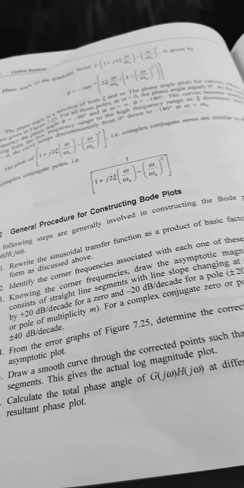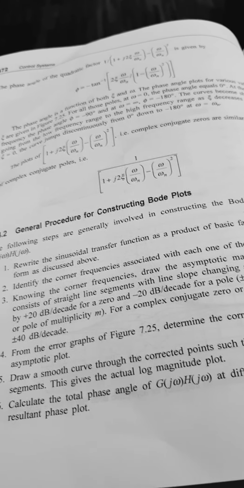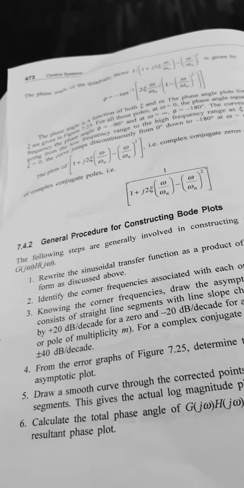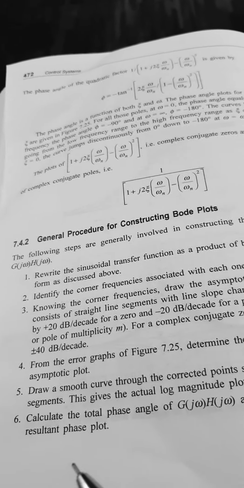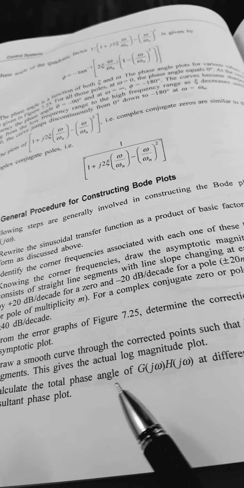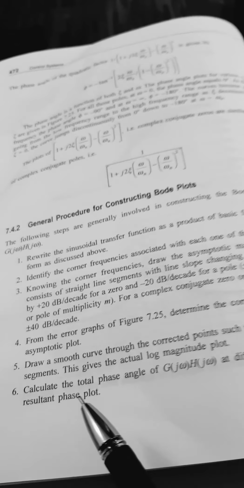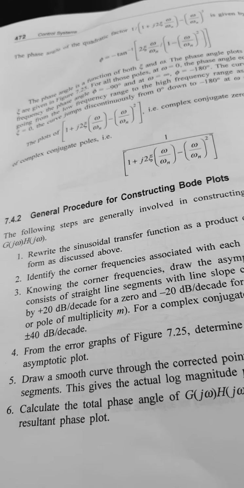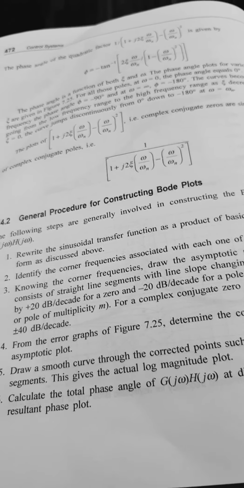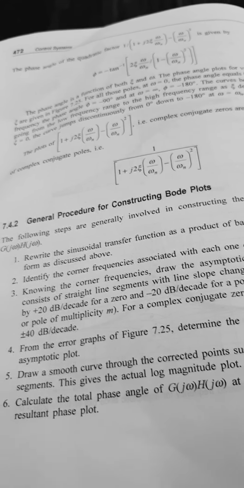So you first draw the asymptote. You just consider the errors. You do the corrections, put the proper points, then join these points by a smooth curve. Calculate the total phase angle of G(jω)H(jω) at different frequencies and plot the resultant phase plot. So this is the procedure. This you can understand when you are considering a problem. So there it is very clear how it can be done.